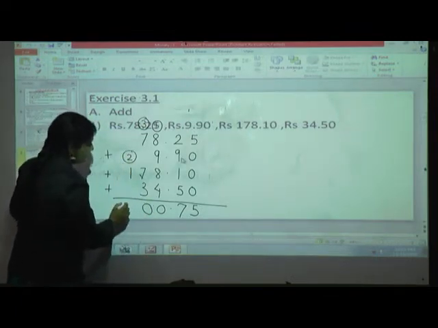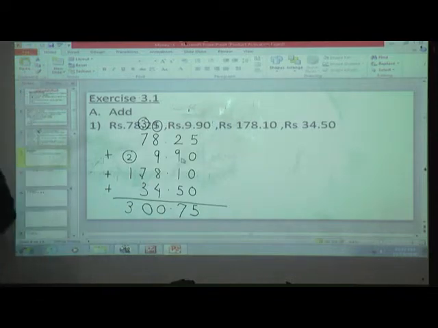2 plus 1, 3. So your answer is 300.75. So all of you understood how to add? Very good. Now we'll see next one.